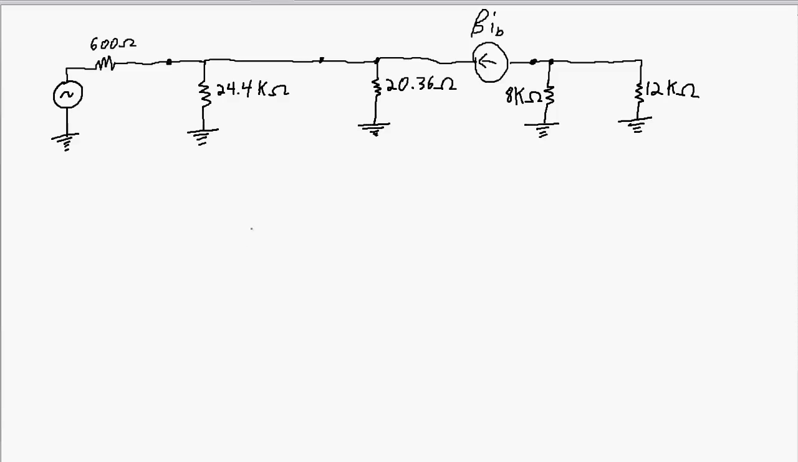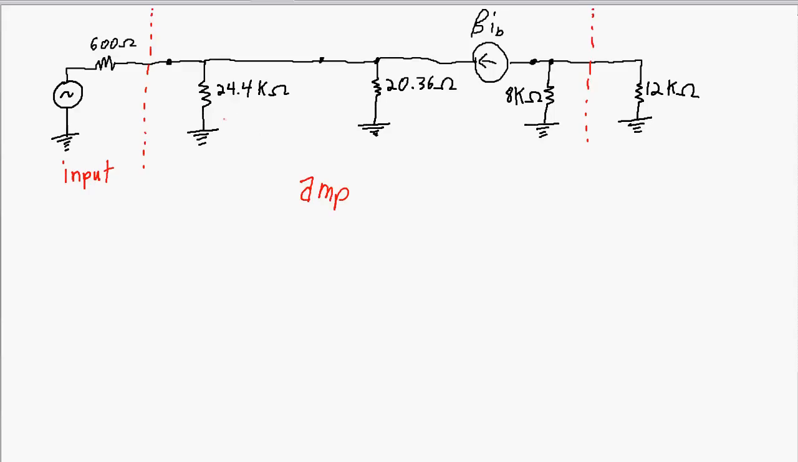So I've redrawn the AC model of the circuit here, and I've spread it out a little bit to give me some more room to show you what's going on in the circuit. First thing I want to do is distinguish between the input, which is over here. Here's my input signal that consists of the signal source plus the output impedance of that signal source, and the amplifier, which is this part of the circuit here.